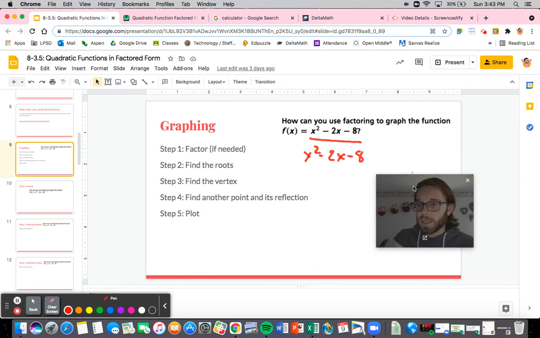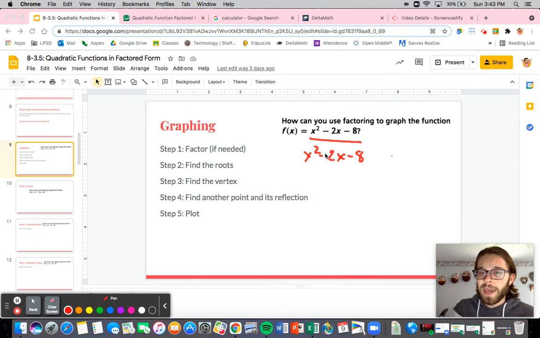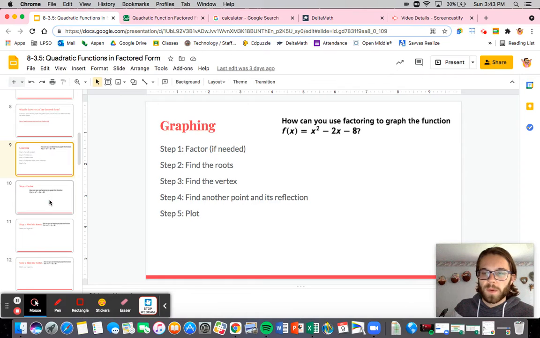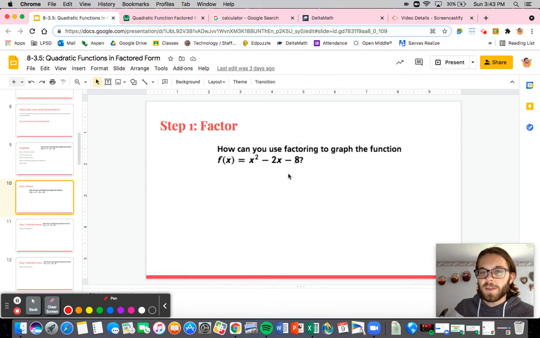You're going to use the AC method. Let me go to the next page, I have more room. So if you're just factoring this, you need a times c. 1 times negative 8 is negative 8. Now you need factors of negative 8 that add up to negative 2. What adds up to negative 2? Well, that would be negative 4 and positive 2.